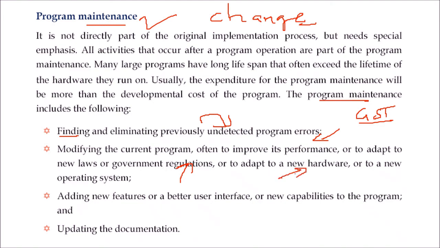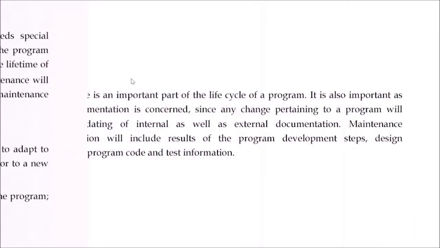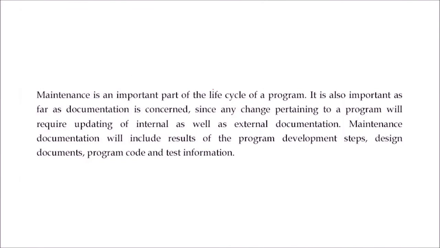Some new software, new operating system, new application has come. You have to make the program or software suitable for that. That is program maintenance. Now certain things have come up. The user wants certain interface to be changed, new capabilities to be added. These are all program maintenance, and apart from this, updating of documentation is also a program maintenance activity. So maintenance is a very important part of the life cycle.